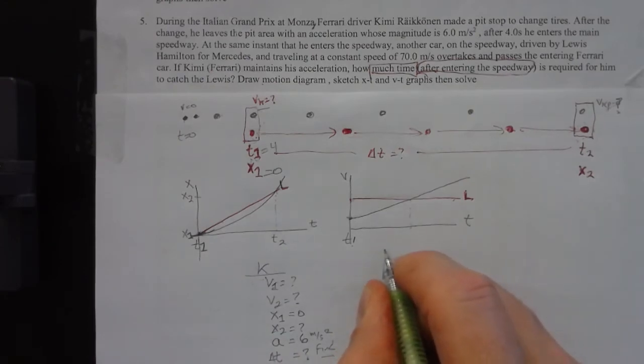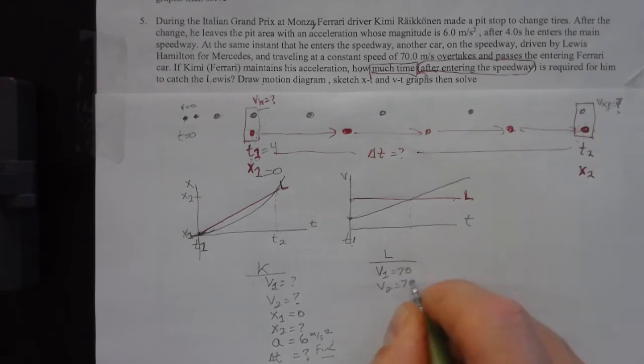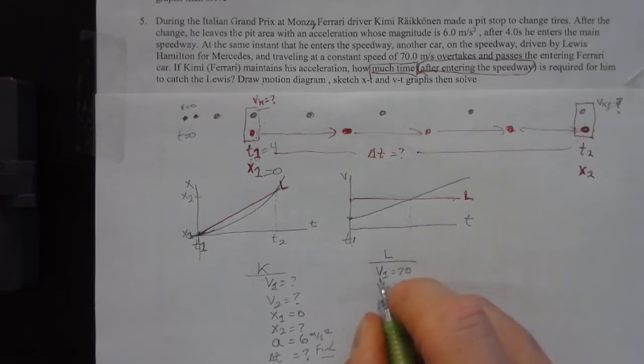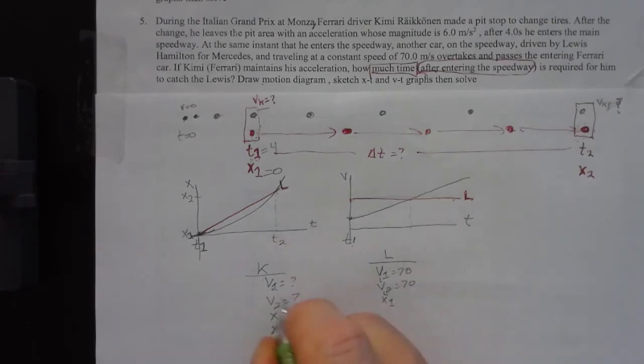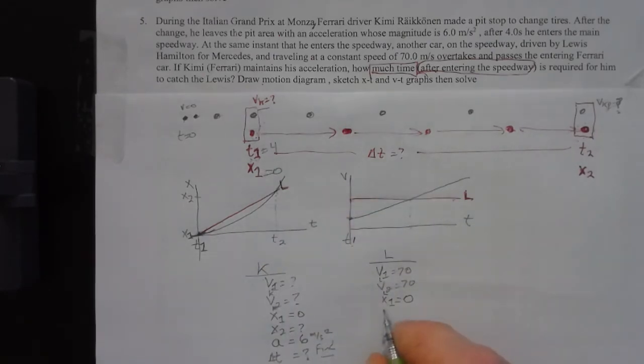What about Lewis for that time interval? His velocity at the beginning, his velocity 1 is 70. His velocity at 2 is 70. His position at 1. So these are all Lewis's, right? Maybe put little L's, little K's for Kimi. His position is 0, same place. His position at the end is not known, but it's the same.